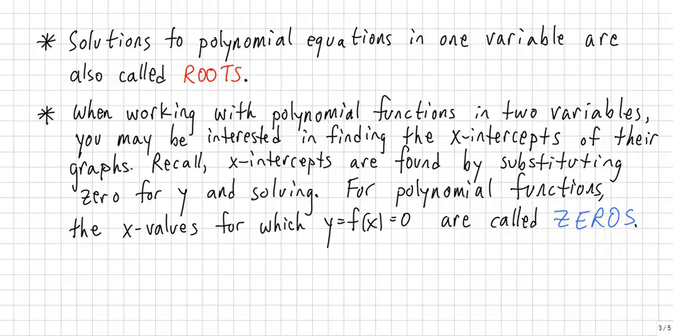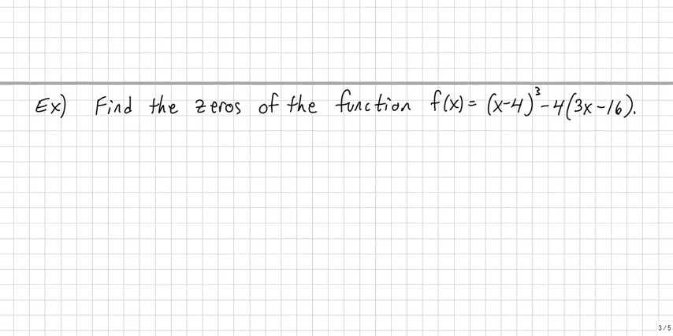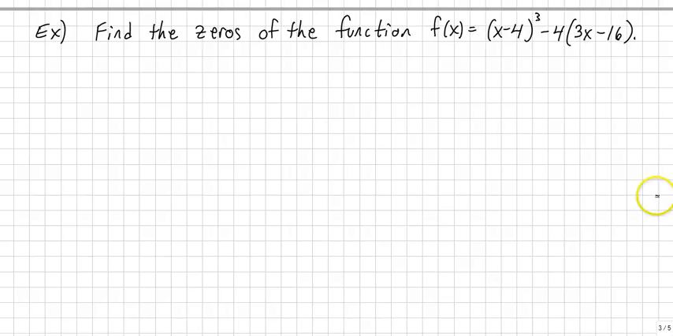And that's just a fancy word for x-intercept. So let's look at this next example. We need to find the zeros of this function. Notice we have a y and an x, two variables. So this is a function, and we want to find the zeros of the function.